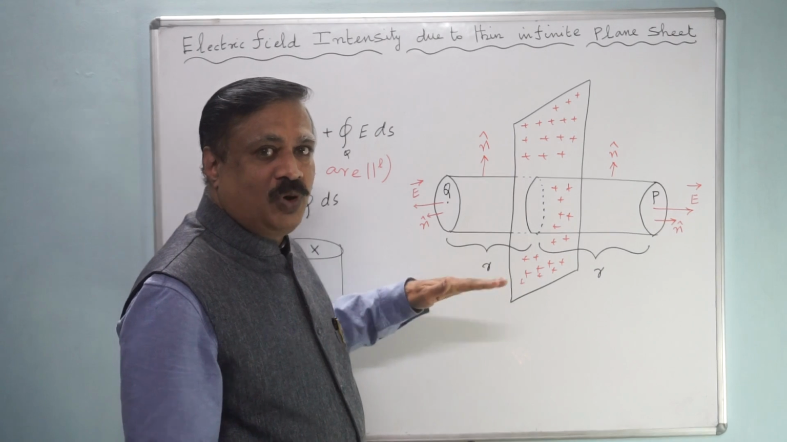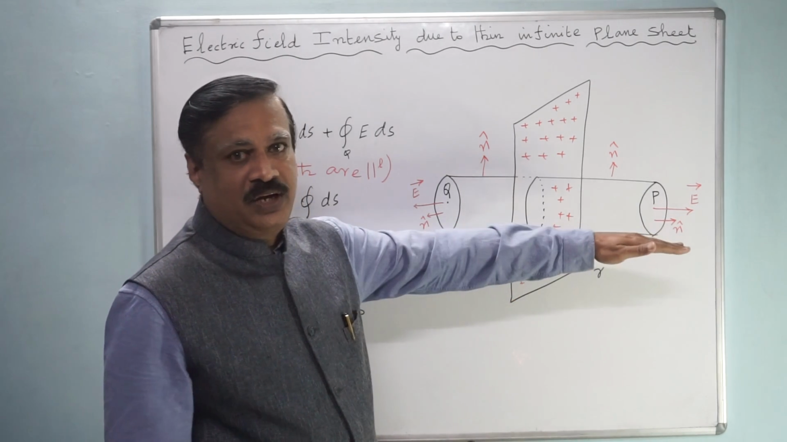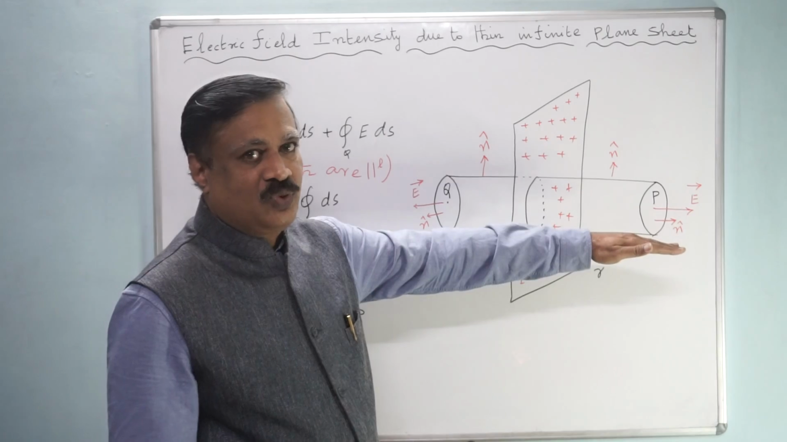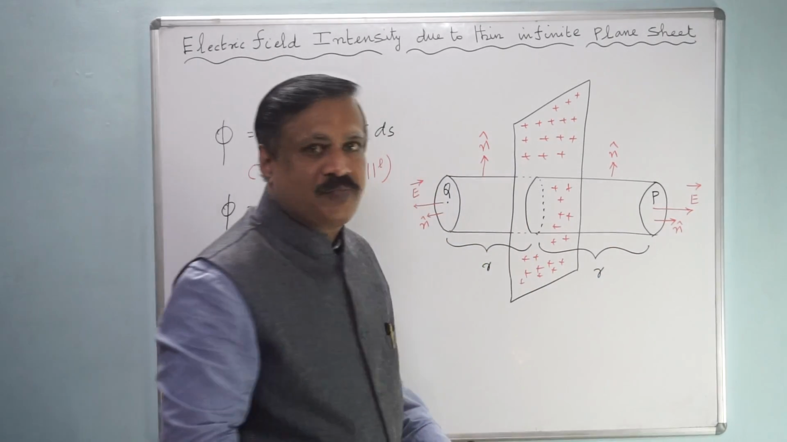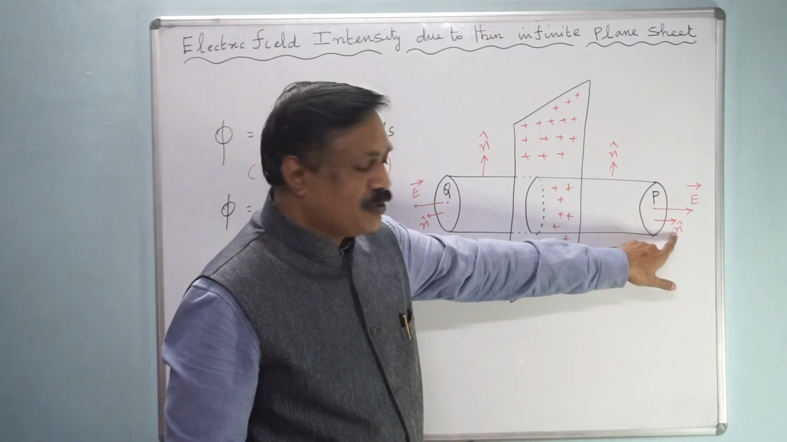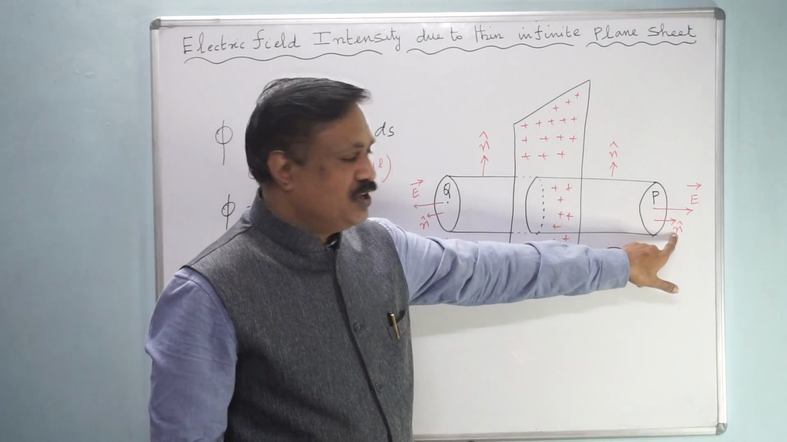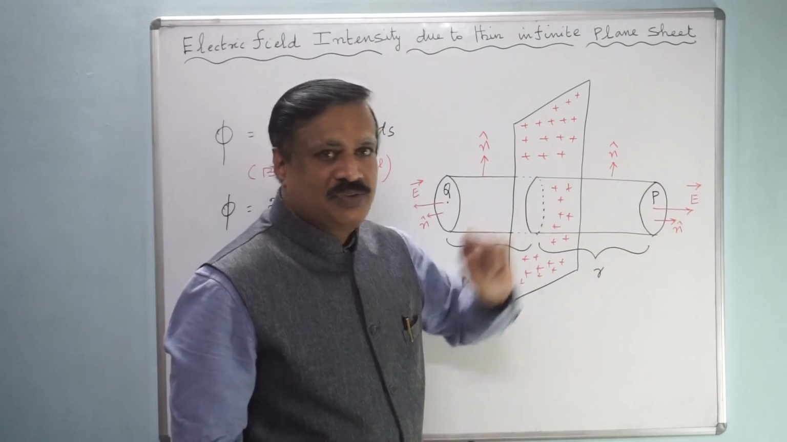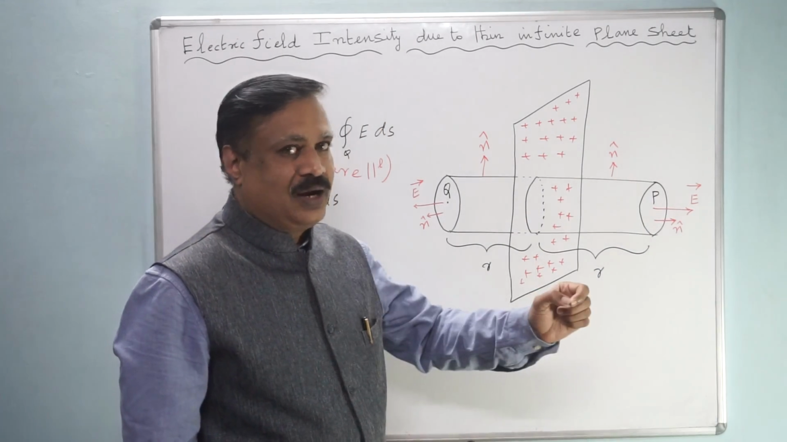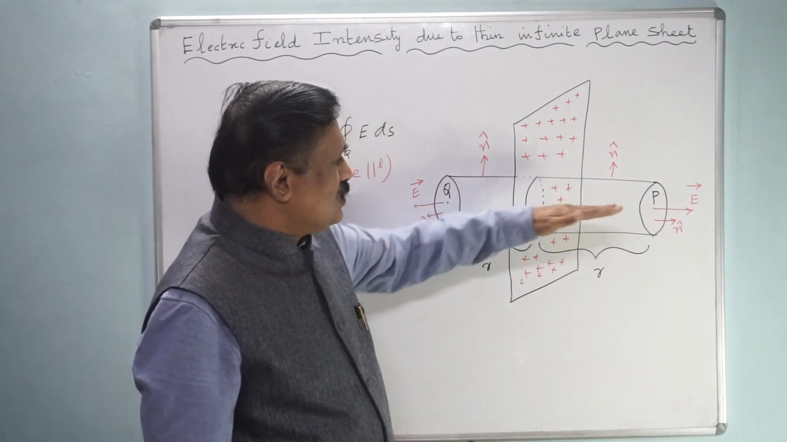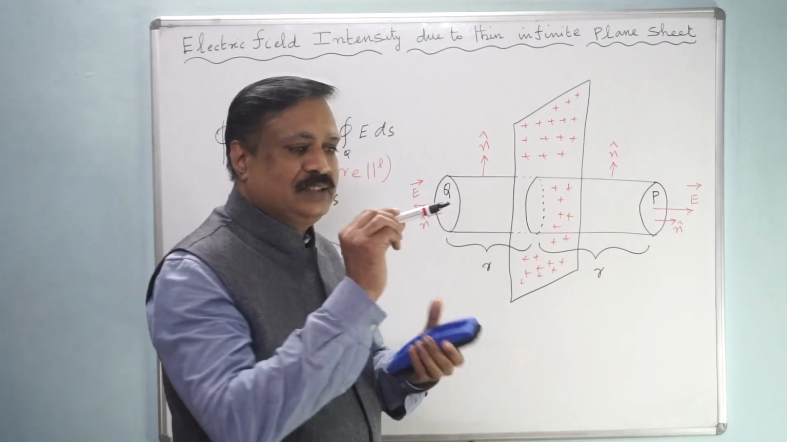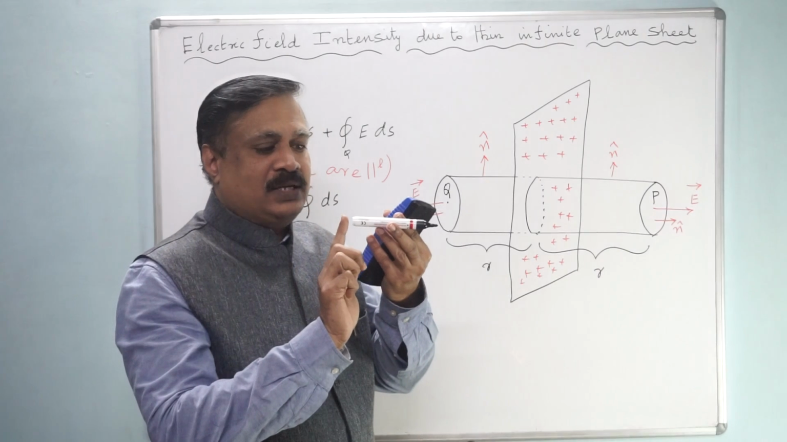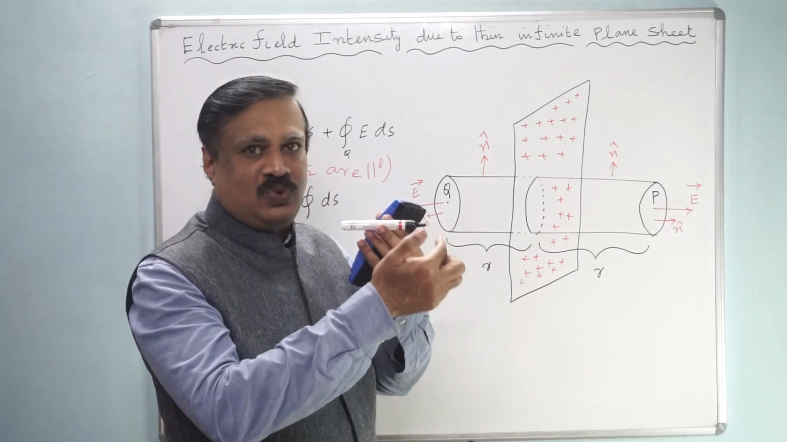Both are parallel to the field, that you have to understand. The electric field is acting along this direction. The unit vector is given here, and this is the direction of the electric field, that is parallel. Now you have to consider this surface and this surface only.